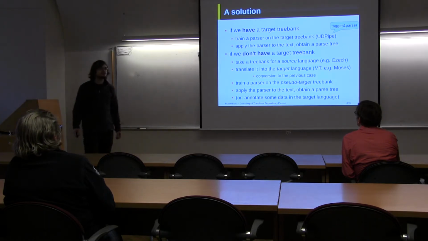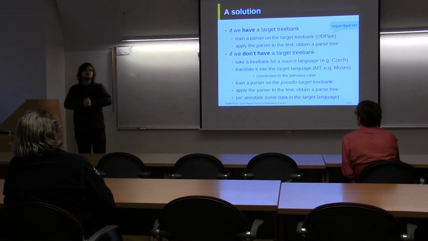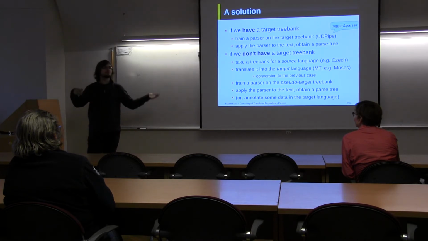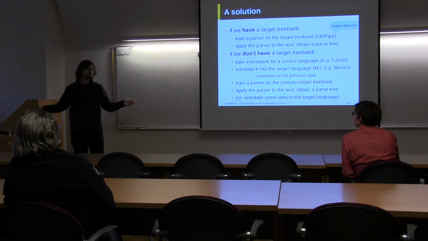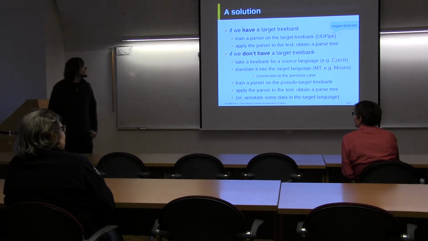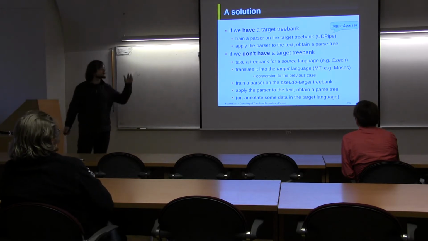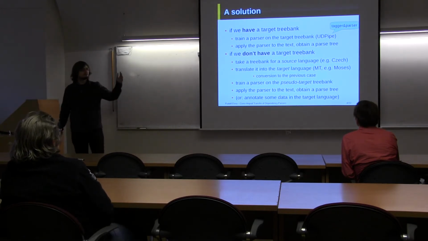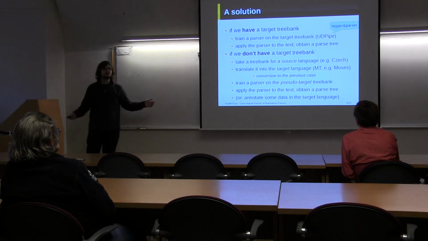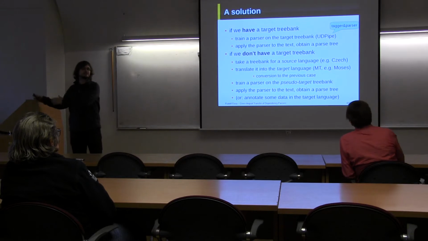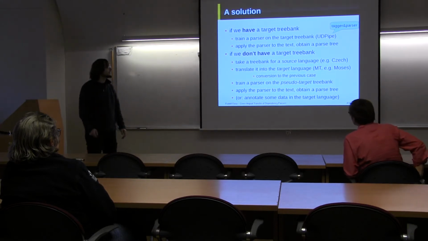It gets much more interesting when we don't have the target treebank. Imagine that we have a treebank for Czech, but we don't have one for Slovak, which was the situation like 5 years ago still. So what can we do? I will now show a very brief idea of what you can do, and then the rest of the talk will go into details on how exactly we can do that.